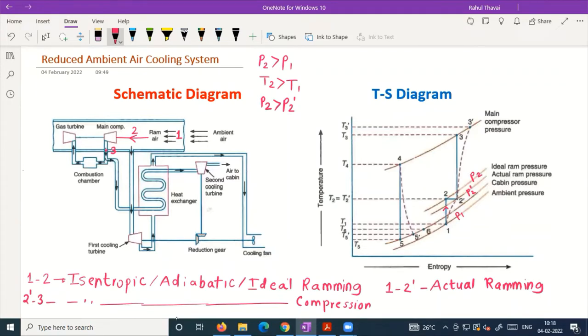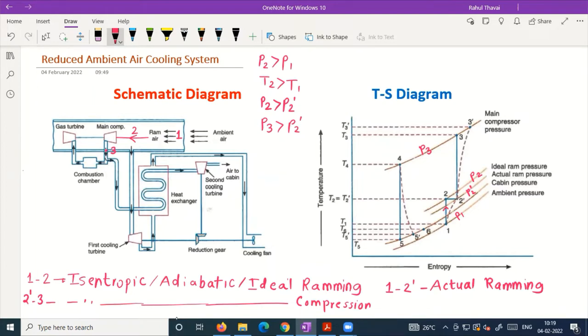When you see the pressure at point number 2 dash, it is P2 dash. When you compress it ideally, you will get point number 3, where we have pressure equal to P3. So when you compress it isentropically from point number 2 dash, you get till point number 3. That means pressure got increased from P2 dash to P3. That means P3 is greater than P2 dash. On this pressure line, obviously you have higher pressure as compared to the lower pressure line. So pressure got increased from 2 dash to 3.